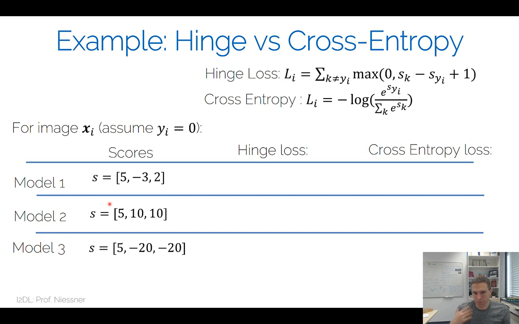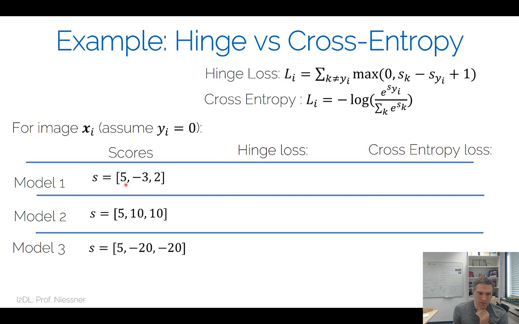These are just presumably the scores that these models produce for these three classes. So this model 1 produces 5, minus 3, and 2. This model 2 produces 5, 10, 10, and this model 3 produces 5, minus 20, minus 20. Okay, so what we want now is to make sure this model predicts the correct class. So for the correct class, yi should be 0, so the 0th class should be the highest, meaning that we hope that the score here at the beginning should be pretty high.